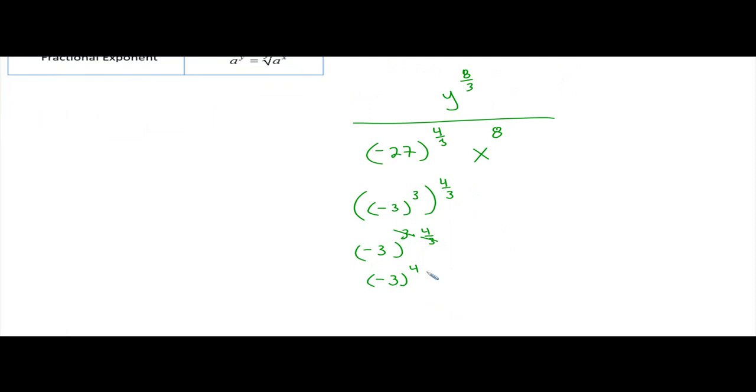Negative 3 to the 4th power means negative 3 times negative 3 times negative 3 times negative 3, so that's going to give me 81, right? So on the bottom, when I work all this out, this gives me 81. So this is x to the 8th, and this is y to the 8 over 3. It doesn't look like anything else can be simplified, so this would be my answer. Okay?